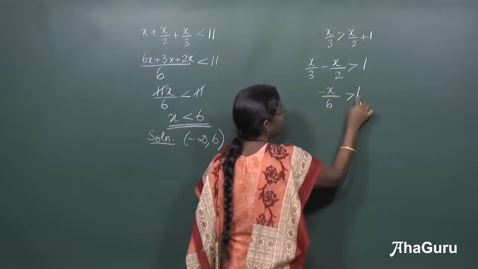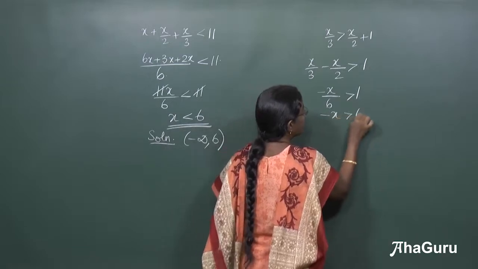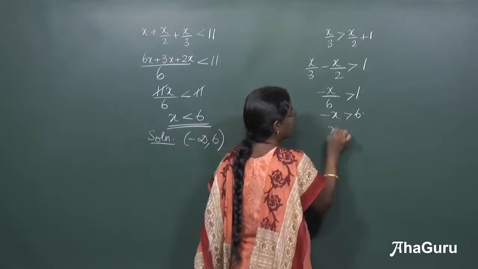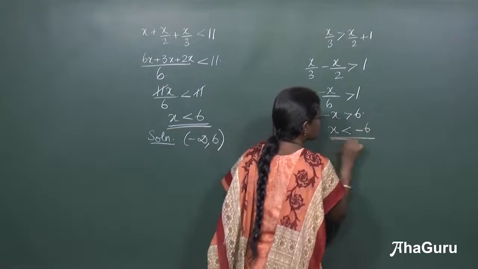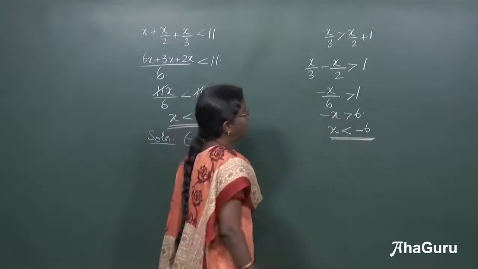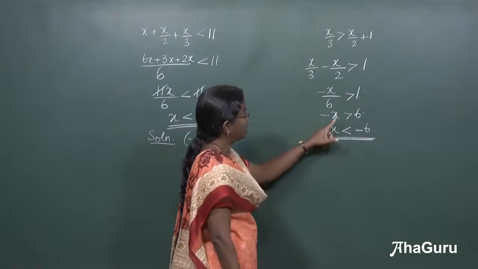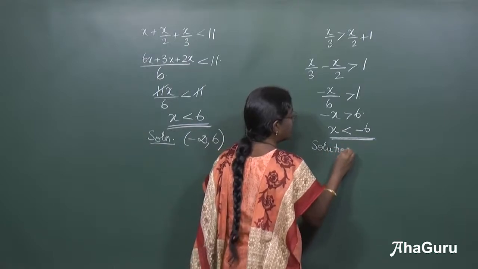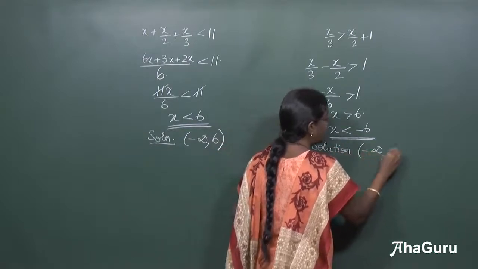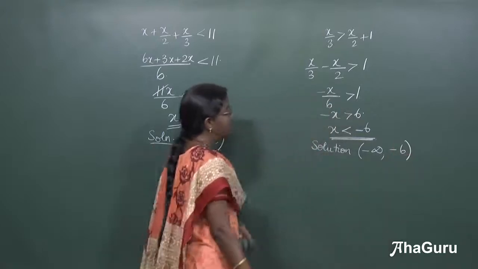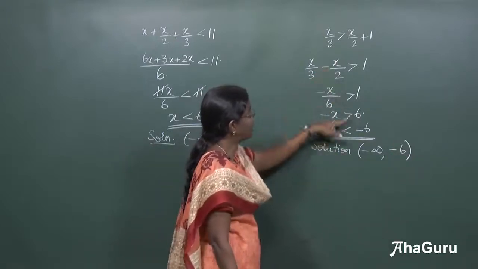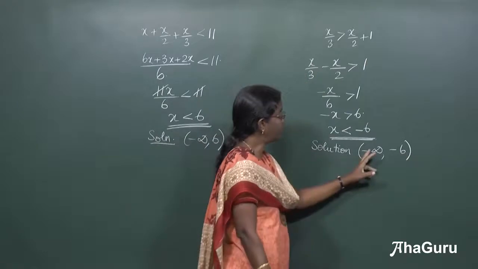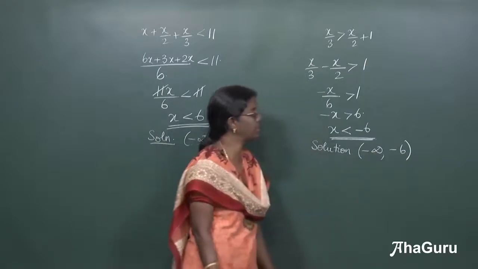First shift the positive constant 6 to the other side, minus x is greater than 6, or when I multiply both sides by minus 1, you get x to be less than minus 6. Both sides I multiply by a minus 1, the inequality changes, I get x to be less than minus 6. If x is less than minus 6, the solution here will be minus infinity to minus 6. Again it will be an open interval only, because it is all a strict inequality here. So, the final solution set for the given inequality will be the open interval minus infinity to minus 6.